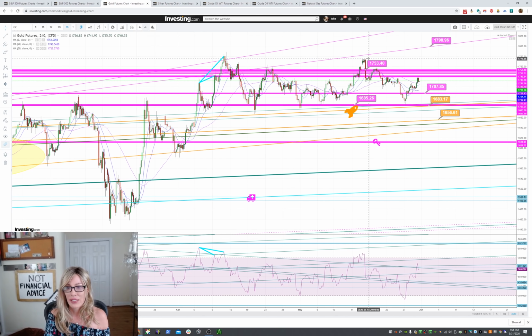Now, if it gets above 1775, that's a really good scalp, I think, then up to at least 1800 or so, depending on when it happens. But that's what I'm looking for there. Okay, we talked about silver. Let's talk about oil.